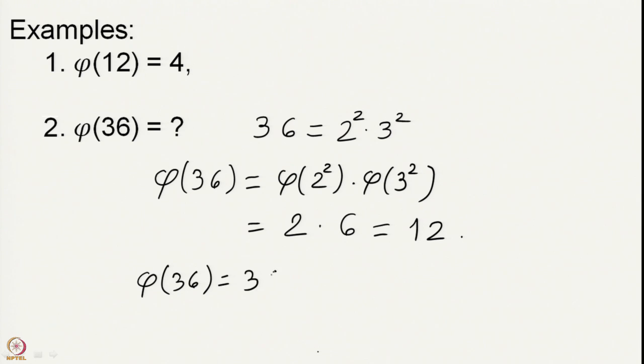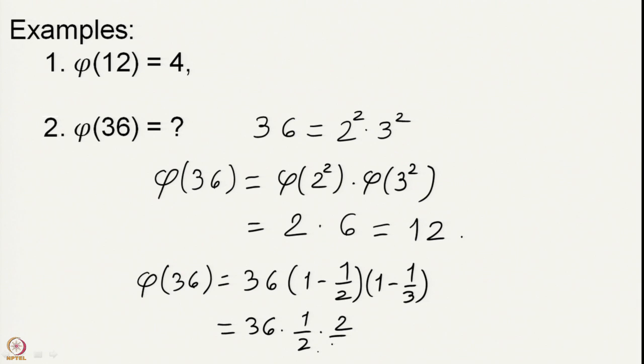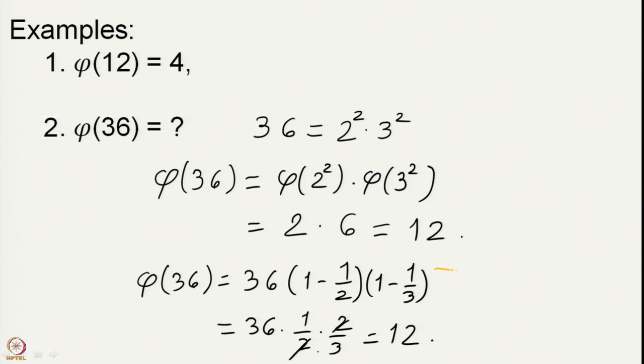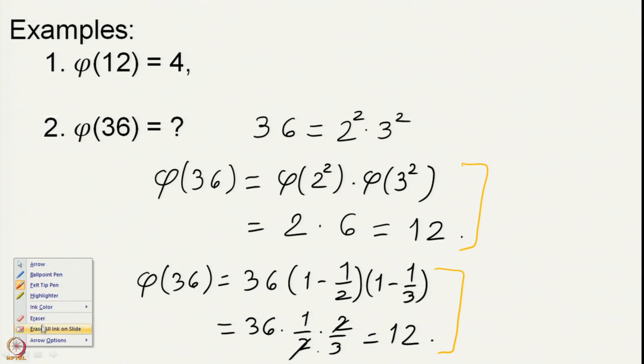So, this will tell us that this should be 36 into 1 minus 1 by 2, 1 minus 1 by 3, which is 36 into 1 by 2 into 2 by 3, which gives us 12. So, there are these two methods to compute the Euler phi function. The second method can be fed in a computer quite easily, and the first one can be applied when you are doing the computation by hand. So, both these methods are quite useful.